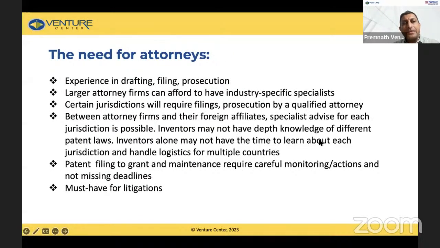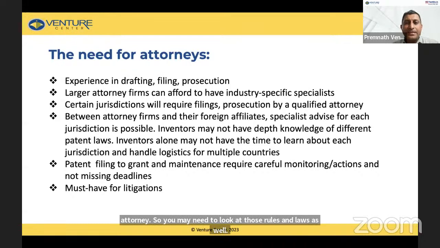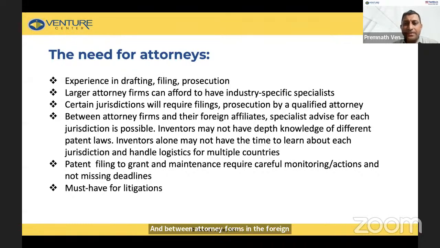The need for attorneys, a quick word. They bring in considerable experience in drafting, filing, prosecutions. And larger attorney firms can afford to also have industry-specific specialists. So it's good to utilize their help depending upon your budget and your ability to engage them. Certain jurisdictions in other countries might require that you do filings and prosecution by a qualified attorney. So you may need to look at those rules and laws as well. And between attorney firms and their foreign affiliates, you do get specialist advice for each jurisdiction.